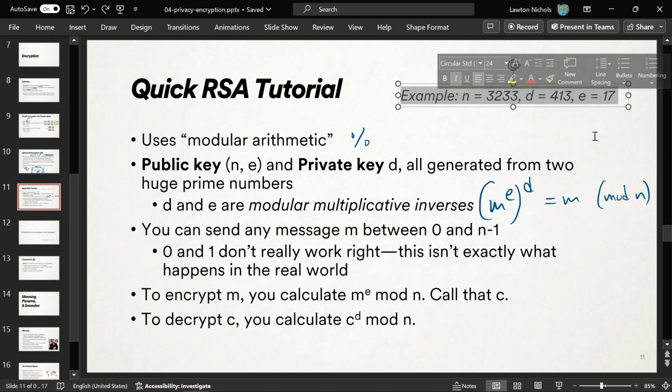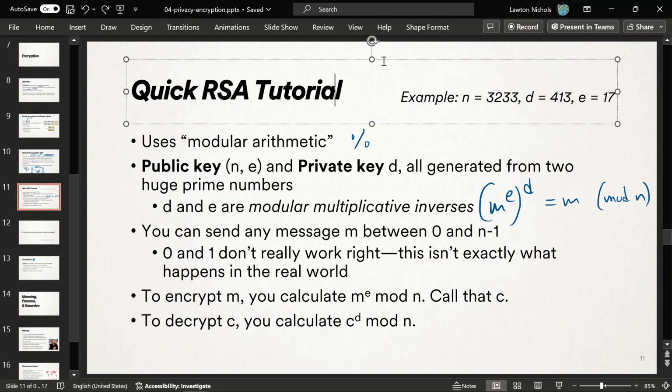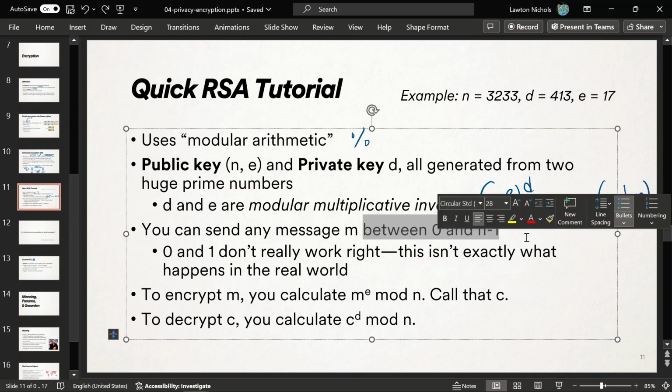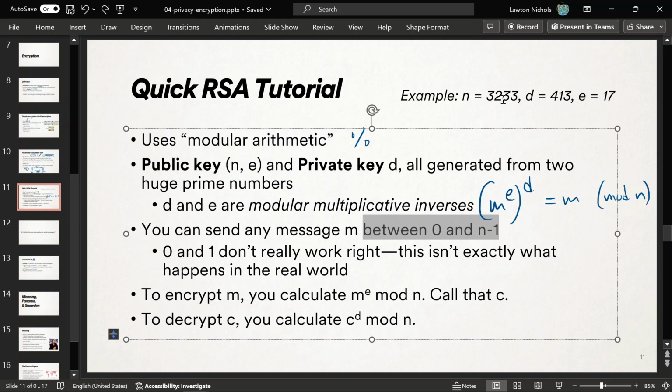The biggest thing, because you're taking the remainder after dividing by n, the biggest number you can get after that remainder operation is 1 less than the number, right? Because if you divide by 2, for example, the remainder is at most 1. Same idea. So you can send any message between 0 and n minus 1, and usually n minus 1 is a large number, but for our example, it's small.